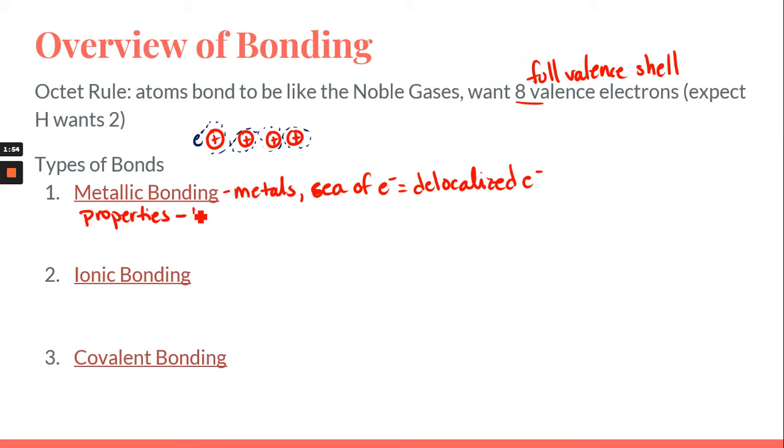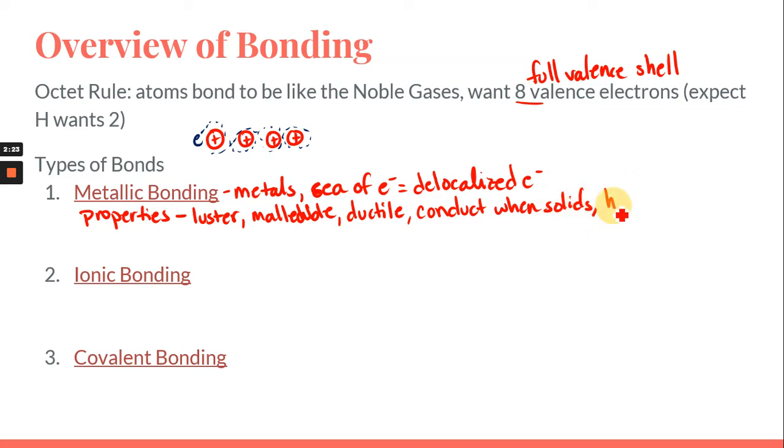So metallic bonds have luster because of the delocalized electrons. They are malleable because of the delocalized electrons. They are ductile because of the delocalized electrons. So all the properties are linked to what those valence electrons are doing. Metallic bonds also conduct heat and electricity when they're solids. They have high melting and boiling points. And they don't dissolve in water.